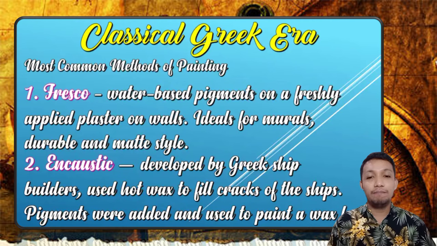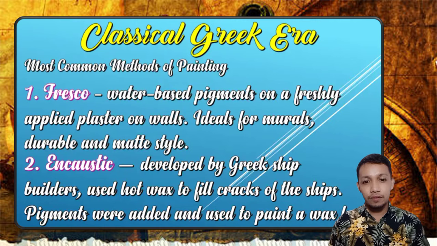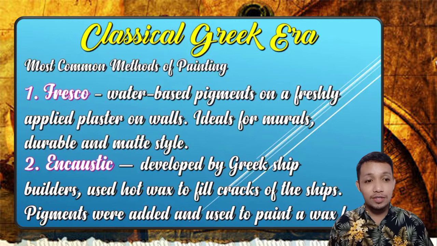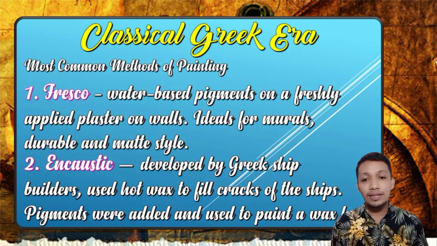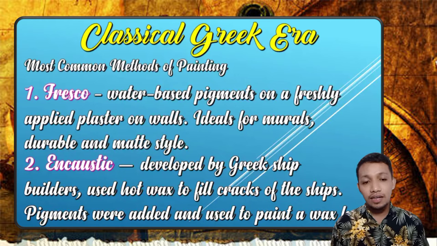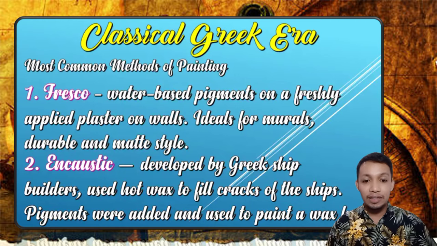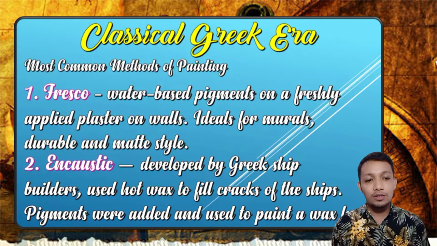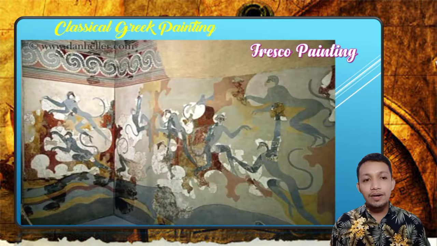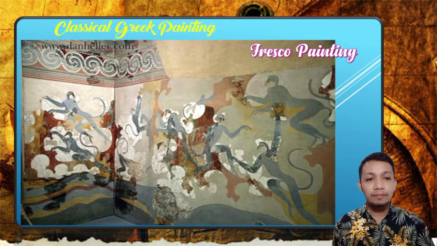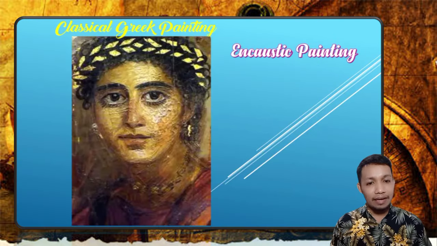The most common methods of painting are fresco and encaustic. Fresco is water-based pigments on a freshly applied plaster on the walls, ideal for murals, durable and matte in style. And the second one is the encaustic, which was developed by Greek shipbuilders, who used hot wax to fill cracks of the ships. Pigments were added and used to paint a wax hull. Here are examples of fresco painting and encaustic painting.